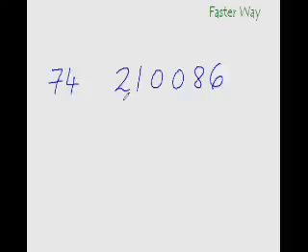So let's find out what this number divided by 74 is. So once again, take 7 as your main divisor and this 4 as your unused digit. 7 will go how many times in 21? 7 3 times is 21.